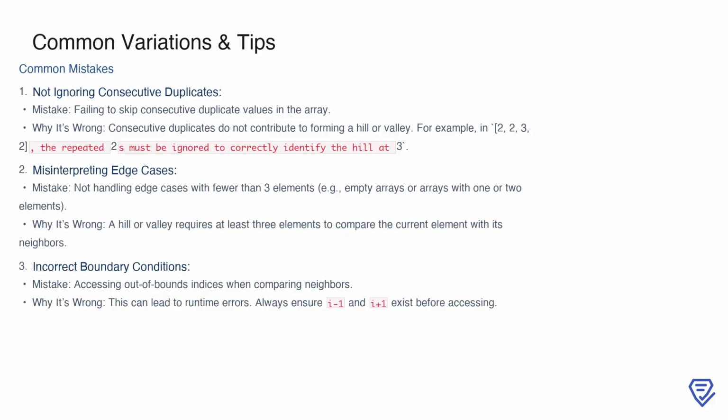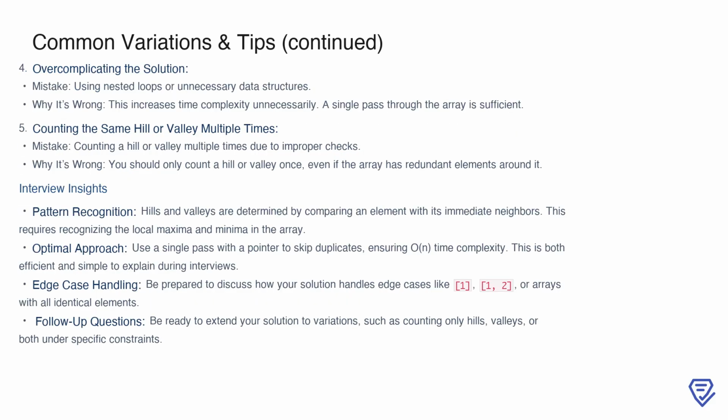Finally, incorrect boundary conditions can cause runtime errors. When comparing neighbors, you must ensure that both i-1 and i+1 exist before accessing them. Forgetting this step might lead to out-of-bounds errors, which can crash your program. Another pitfall is overcomplicating the solution. Some people use nested loops or extra data structures, which significantly increase time complexity. A single pass through the array is all you need to solve this efficiently. Additionally, it's important to avoid counting the same hill or valley multiple times. This can happen if you don't have proper checks in place to ensure each hill or valley is only counted once, even if there are redundant elements nearby.